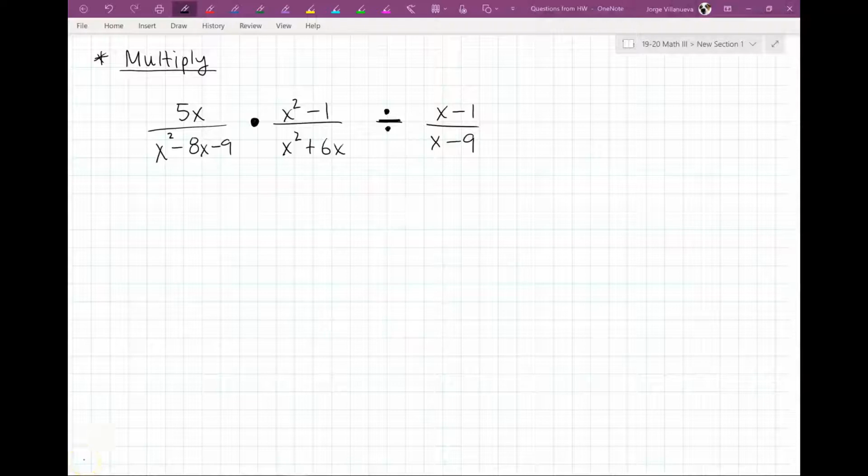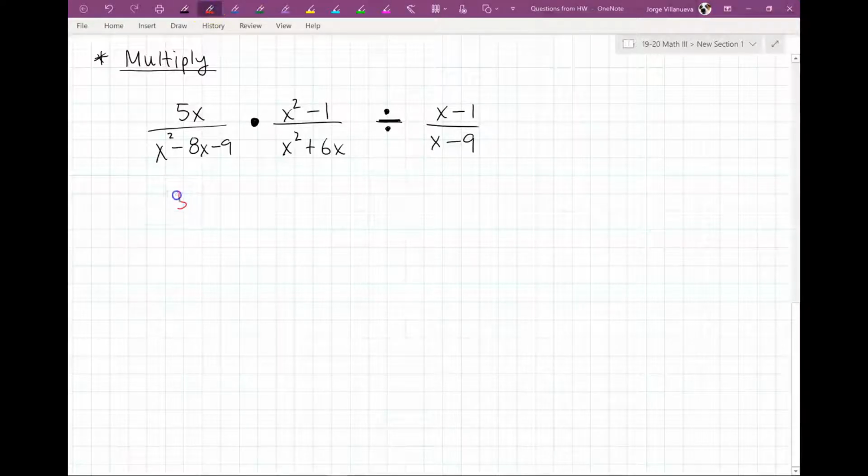All right, guys. So I had two questions that I was asked so far on how to make certain problems work out. Now, you'll notice this first one says they want us to multiply the following, and of course, you can see multiplication and division. So what you're going to want to do is try to factor everything out first, okay?